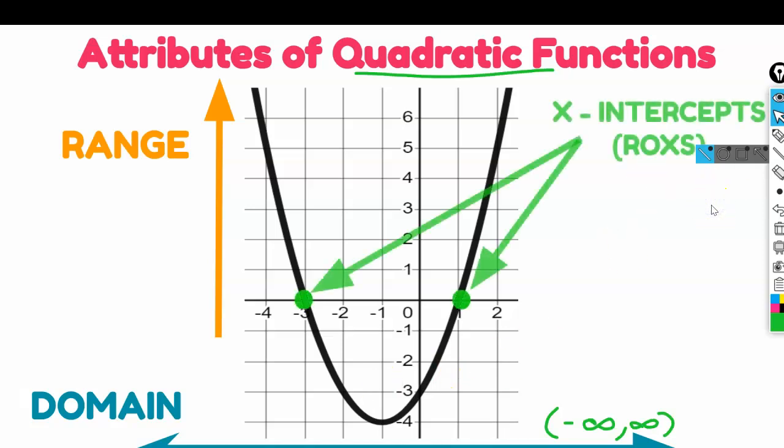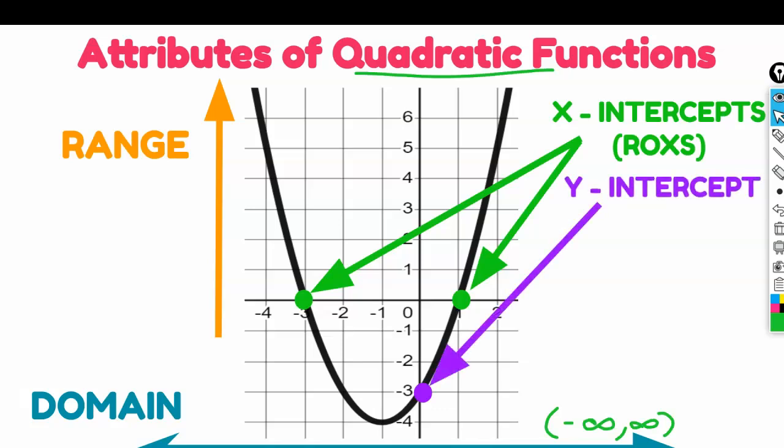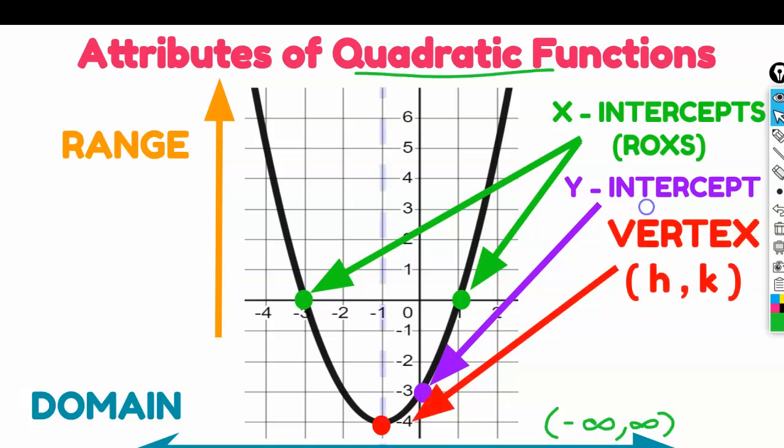Then we've got our x-intercepts. Now, it says roots because R could stand for roots. This is zeros because zeros also means x-intercepts. Okay, roots and zeros, x-intercepts, solutions. Those all mean the same thing. Then we also have the y-intercept. Then we also have the vertex, which is h comma k.